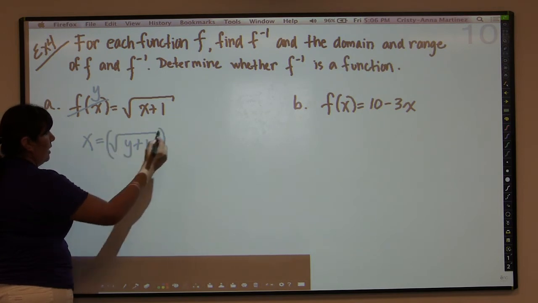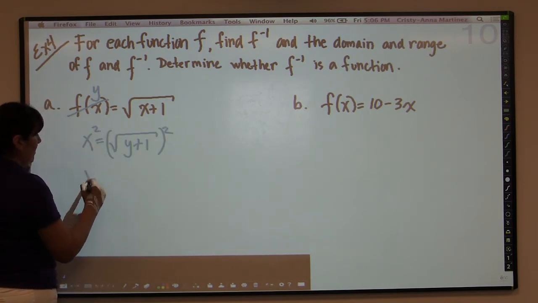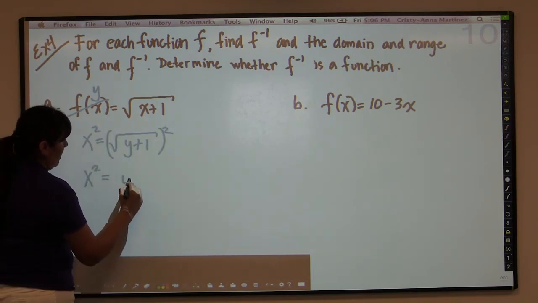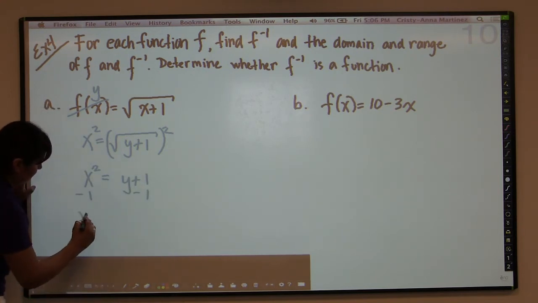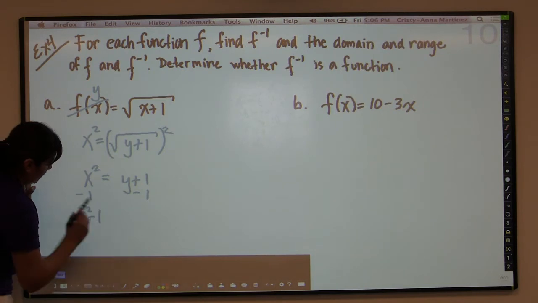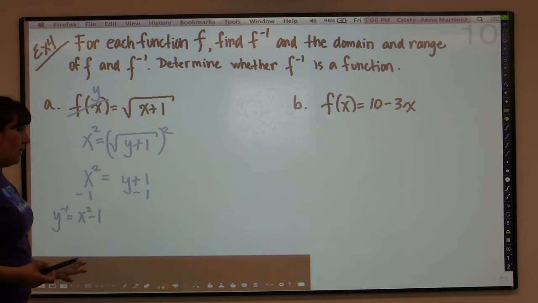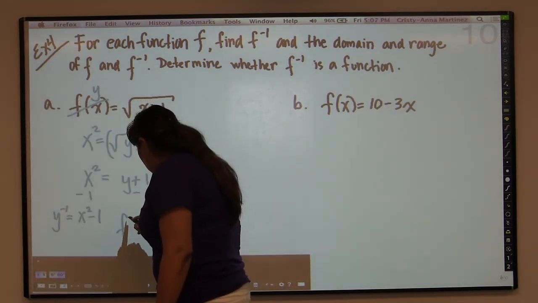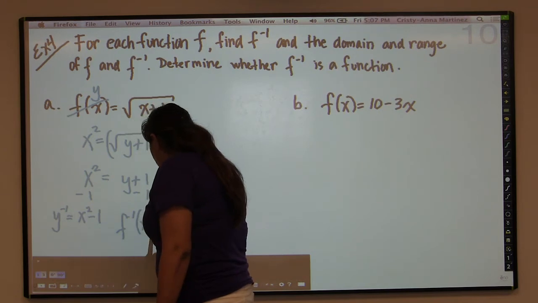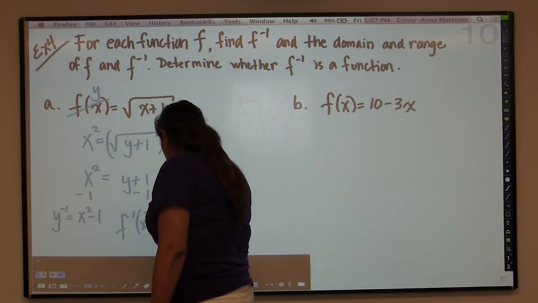So to get rid of the square root, I square both sides. So now I have x squared equals y plus 1, and then I subtract 1 from both sides, and I get that x squared minus 1 is basically the inverse. At this point, once you find the inverse, you can go back to the notation if you want to. f inverse of x is equal to x squared minus 1.